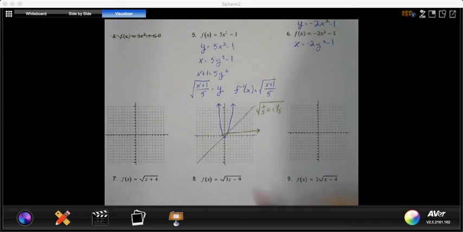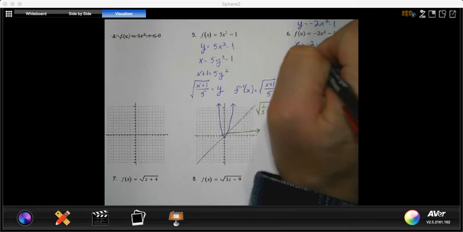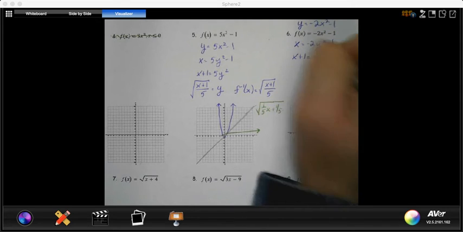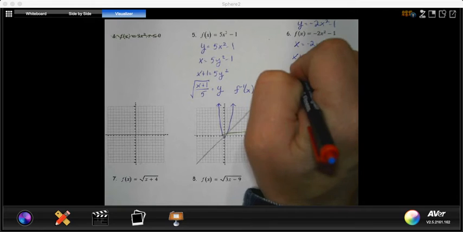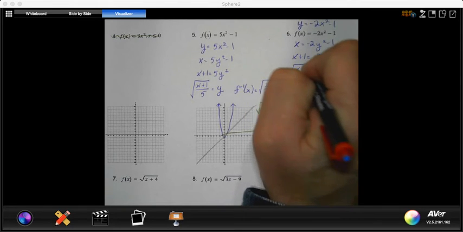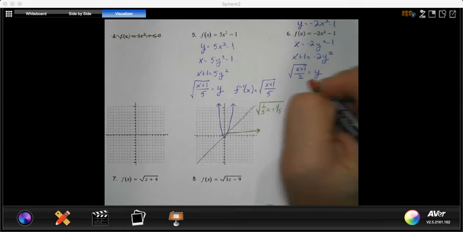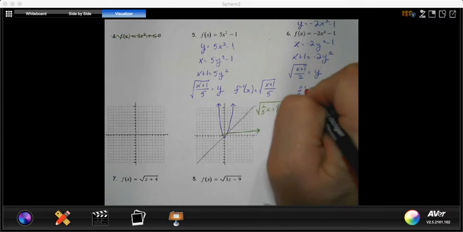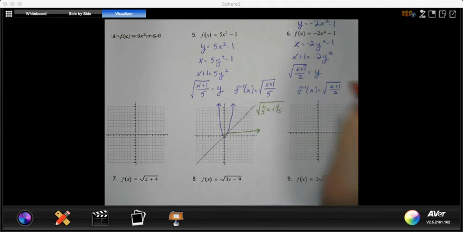All right. Add 1 to both sides. Divide both sides by -2 and square root. So we're going to square root x plus 1 all divided by -2 is equal to y. So let's turn it around. The inverse of x is root x plus 1 all divided by 2. And that's my final answer.